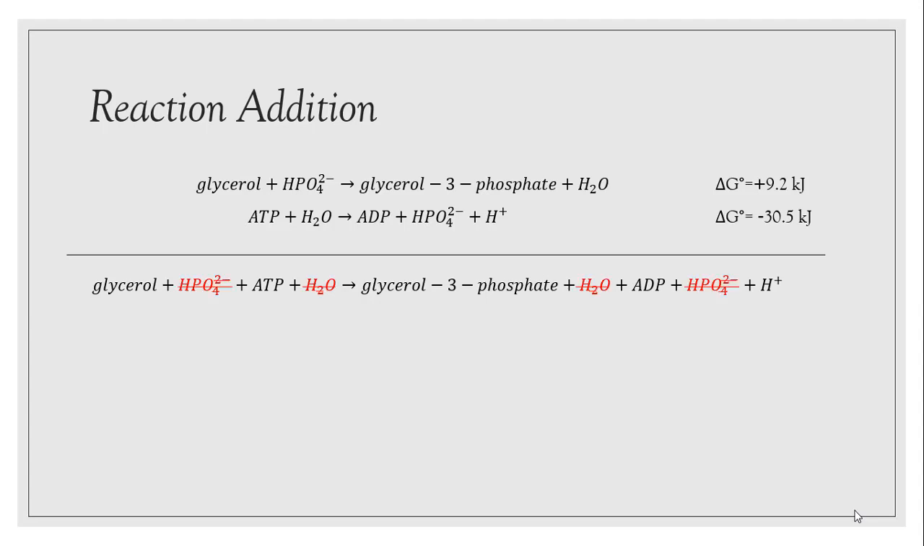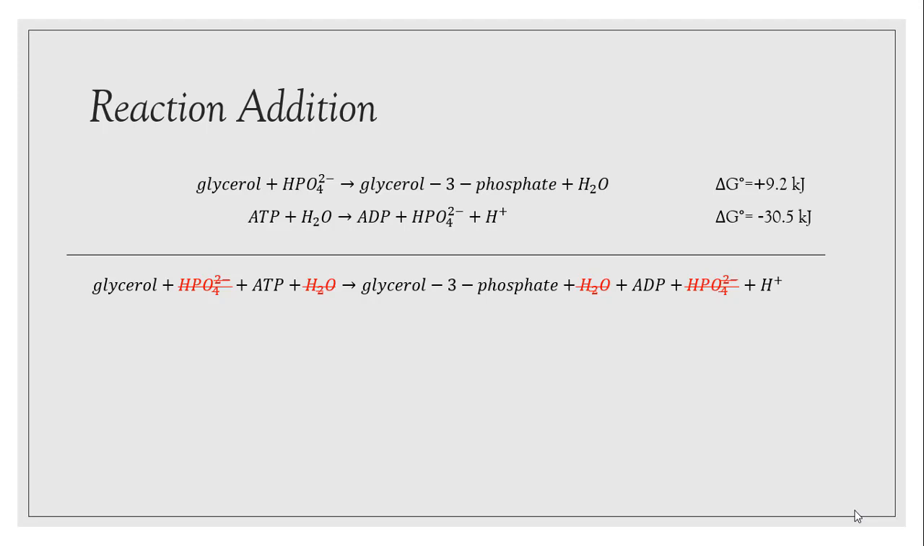Once we do this, we get rid of hydrogen phosphate since it is on the reactant side of reaction A and on the product side of reaction B. We do the same thing for H2O because it is on the reactant side of reaction B and on the product side of reaction A.